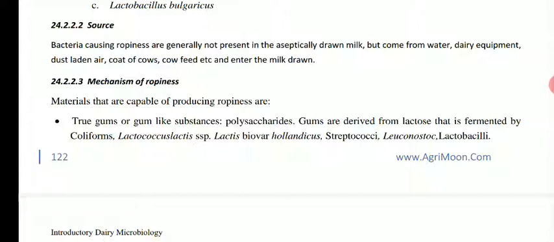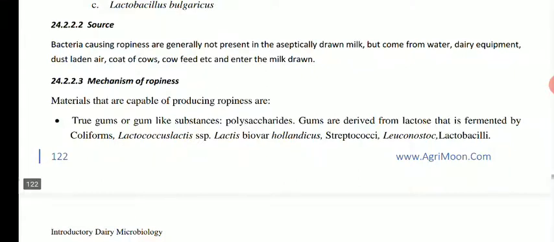So what is the mechanism of ropiness? Materials that are capable of producing ropiness are gum or gum-like substances like polysaccharides.